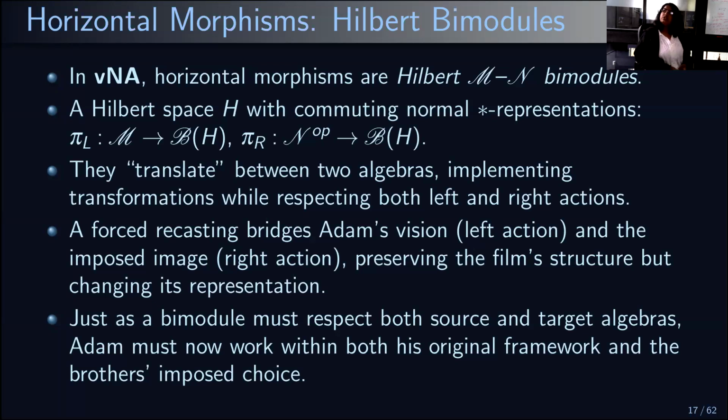So connecting back to the scene, there's this tension between Adam's vision for what the Sylvia Nott story is supposed to look like, and also the Castiglione brothers' vision of what the Sylvia Nott story should look like. So they have to come in between themselves and find a way where the film can still happen, just changing the representation of who the actress is going to be in the lead. So Adam must now work in a framework that respects the brothers' choices, but also doesn't completely ruin his artistic vision.